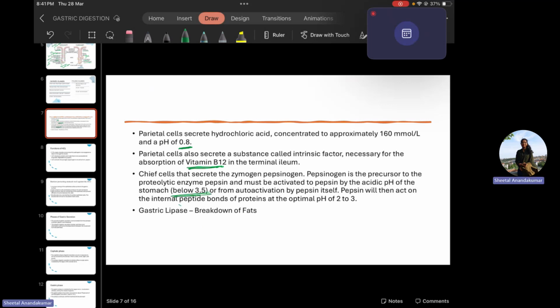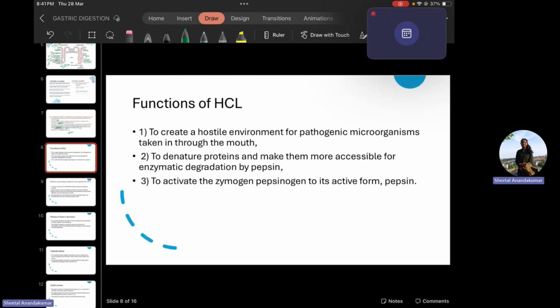So pepsin breaks the internal peptide bonds of proteins in a pH of about 2 to 3, and converts the proteins into peptides or polypeptides. Then there is also gastric lipase, which breaks down fats. So now let's discuss the functions of HCl.